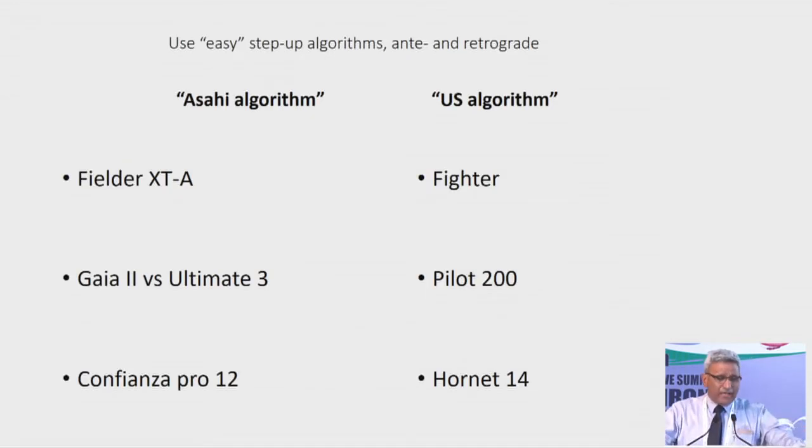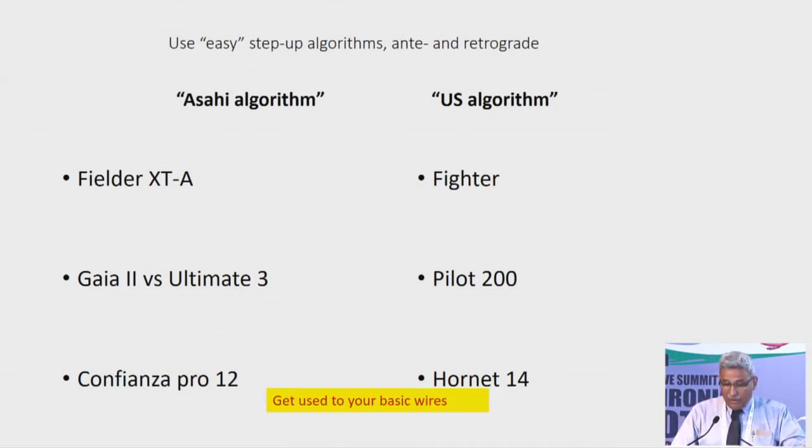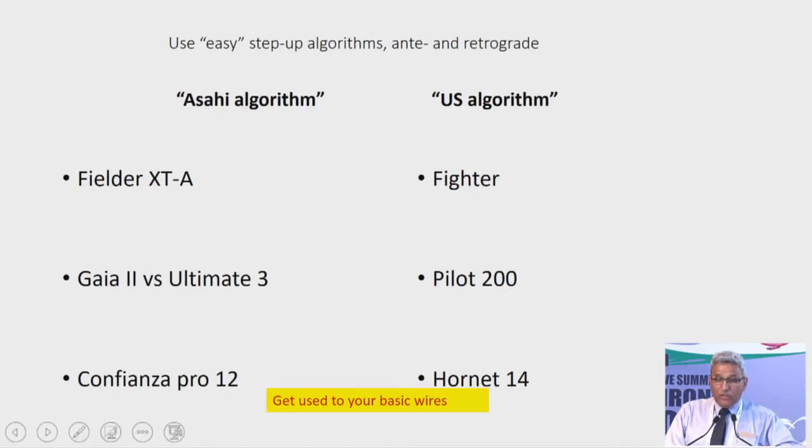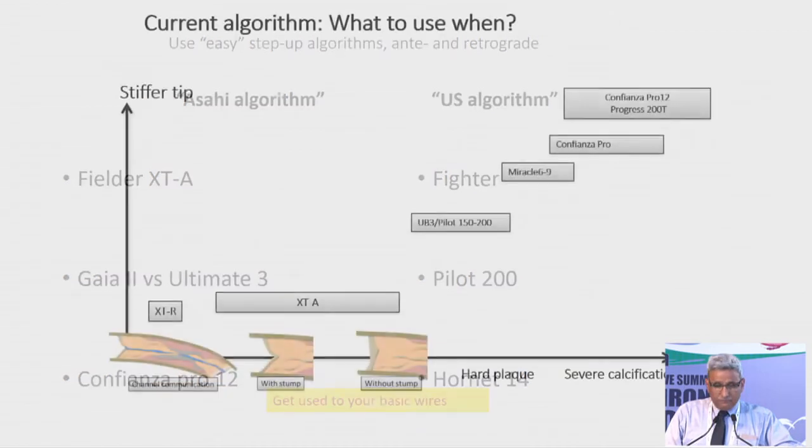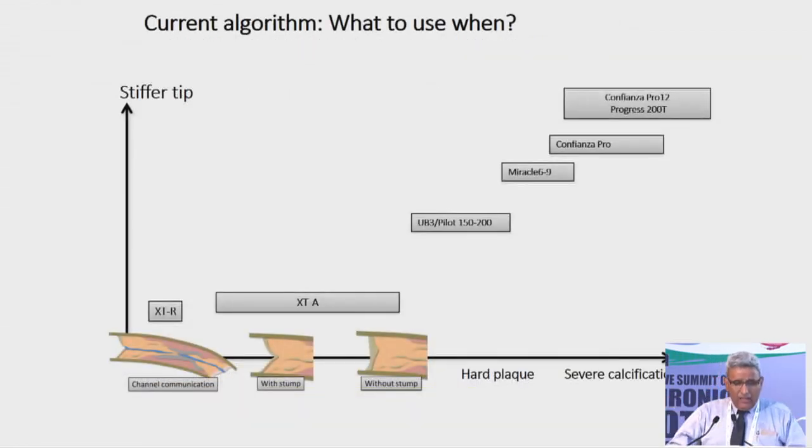So if you take a Japanese algorithm, we would start with the Fielder XTR, go to a Gaia Second, and maybe a Confianza Pro. Whereas in the US, we would probably take a Fighter, Pilot 200, and Hornet 14, but we need to get used to our own basic algorithm, which we need to decide. And really, an XTR plus minus XTA. XTA is very little used. XTR, unfortunately, doesn't have a great tip load. It has got only 0.6 grams.